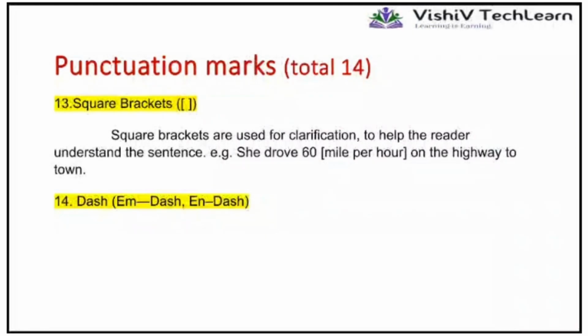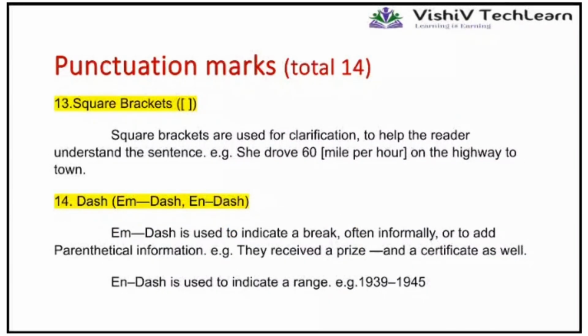Let's go to the next and last punctuation mark, the dash. Now the dash has two categories: the em dash and the en dash. Let's see the uses of both. The em dash is used to indicate a break, often informally, or to add parenthetical information. Example: they received a prize—and a certificate as well.